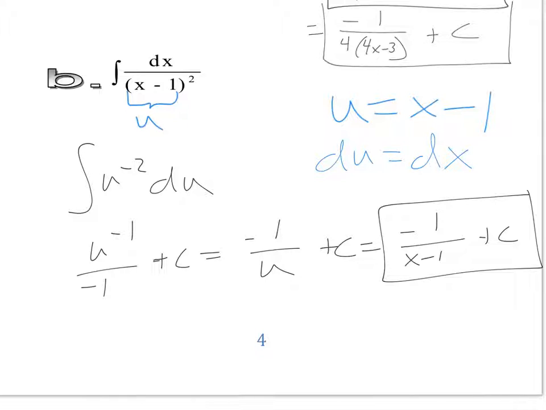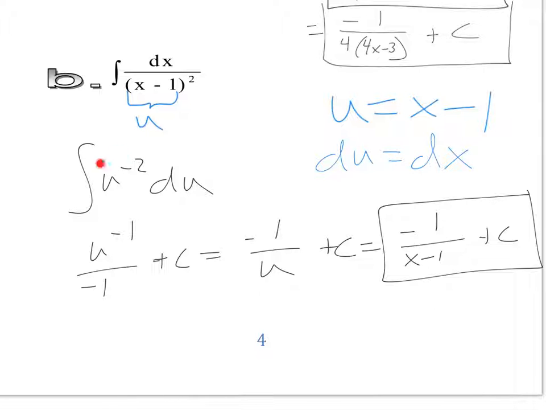Alright, so this one's actually easier than it looks because the derivative of x minus 1 is just dx. So du and dx are exactly the same. So when you go to plug this in, you get u to the negative 2, because this is really in the denominator, so you can make a u to the negative 2. And instead of a dx, you can just replace it with the du, because they're equivalent.